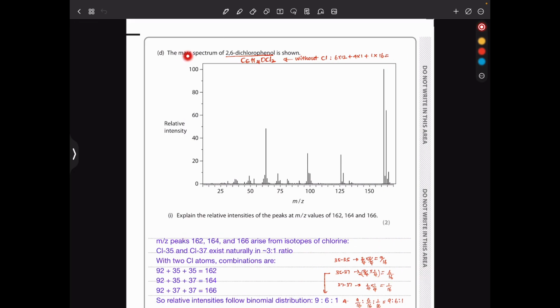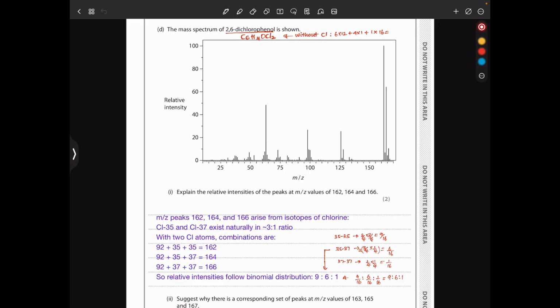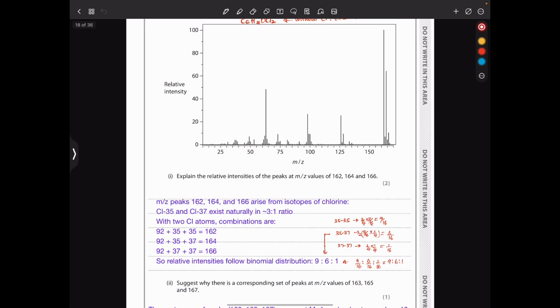In part D, the mass spectrum of 2,6-dichlorophenol is shown here. So this explains the relative intensities of peaks at mass to charge 162, 164, and 166. So these are all molecular ion peaks. So I say the mass to charge 162, 164, and 166 arise due to the isotopes of chlorine, because chlorine has chlorine 35 and 37, which exist naturally in a ratio of 3:1.